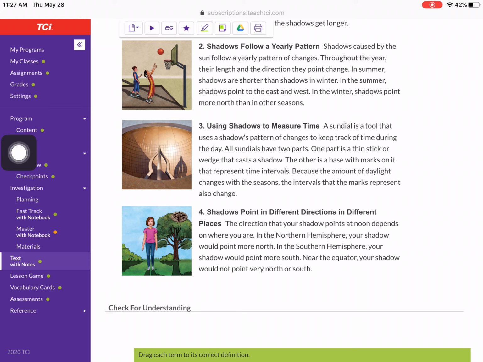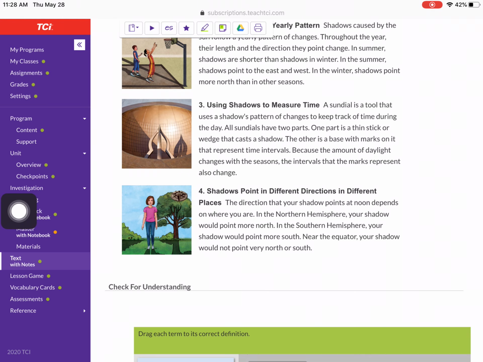Number 3, using shadows to measure time. A sundial is a tool that uses a shadow's pattern of changes to keep track of time during the day. All sundials have 2 parts. One part is a thin stick or a wedge that casts a shadow. The other is a base with marks on it that represent time intervals. Because the amount of daylight changes with the seasons, the intervals that the marks represent also change.